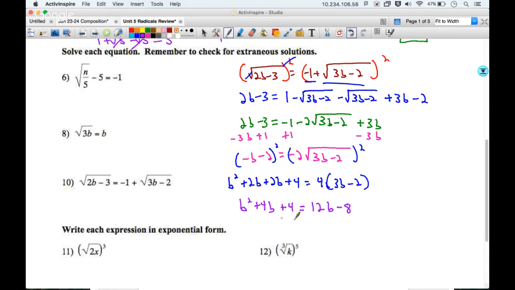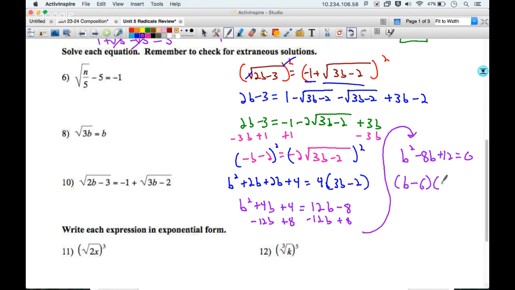Going to want to set this equal to 0 so I can use the zero product property. Subtract 12b, add 8, subtract 12b, add 8. Let's come up over here with it. B squared minus 8b plus 12 equals 0. Is this factorable? Two numbers that multiply to be 12 but add to be negative 8. I think that does work with a negative 6 and a negative 2. Which gives us our answers of b equals 6 and b equals 2 after I use factor theorem.